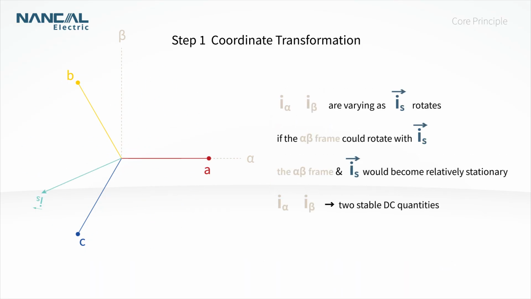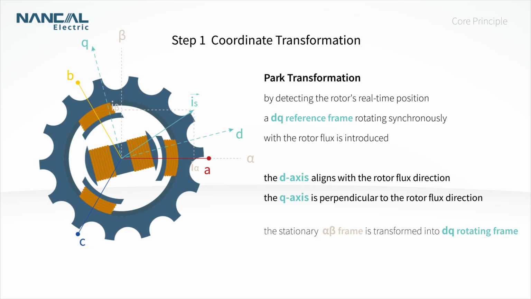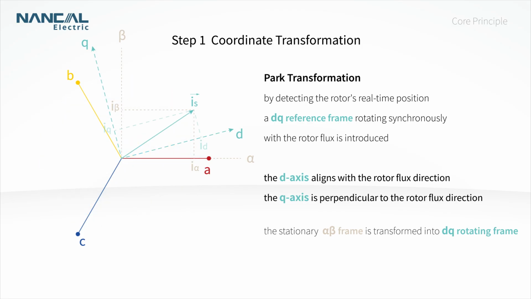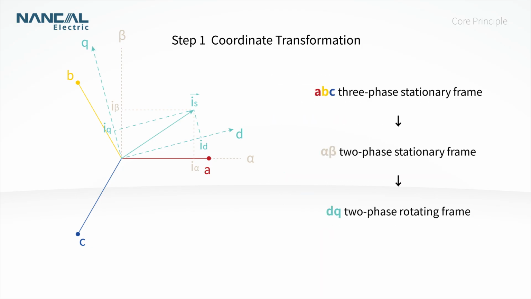However, I-alpha and I-beta are still varying signals. If the stationary frame could be made to rotate at the same angular velocity as the rotating magnetic field, they would become relatively stationary. Therefore, by detecting the rotor's real-time position, a DQ reference frame rotating synchronously with the rotor flux is introduced. Here, the D-axis aligns with the rotor flux direction, and the Q-axis is perpendicular to it. The stationary alpha-beta frame is then transformed into this DQ rotating frame. This completes the transformation from the ABC three-phase stationary frame to the DQ two-phase rotating frame.